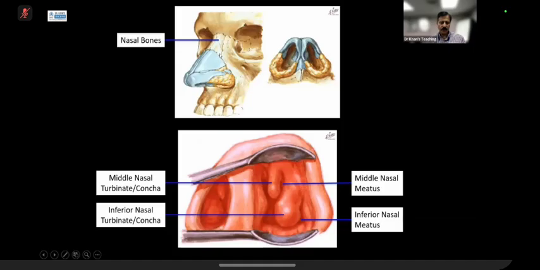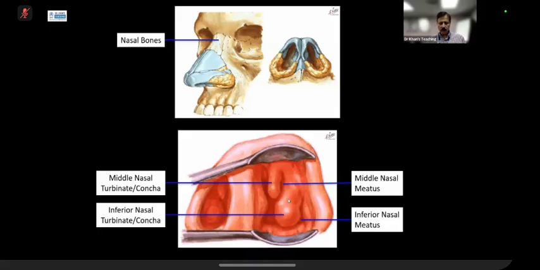Now, if you see here, this is the nose, this is the nasal bone, and there is cartilage here. Of course, this is our nose. Now, if we look inside the nose with a speculum like this, you can see there is a bone projecting inside. This is the inferior turbinate, and then this is the middle turbinate, also known as concha. So I'll use the word turbinate.